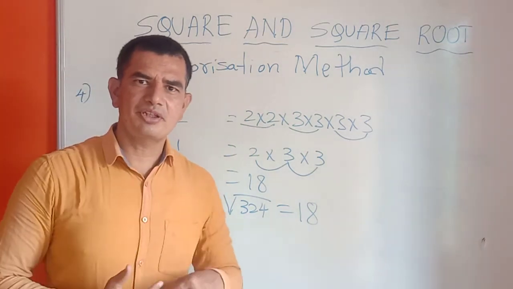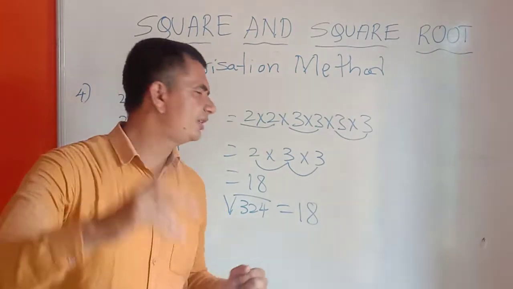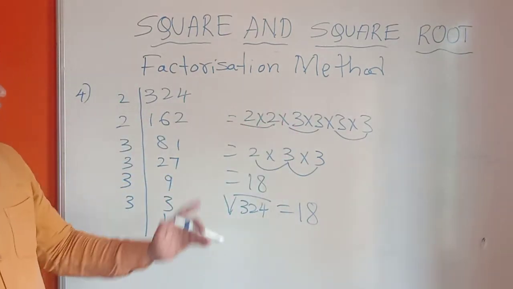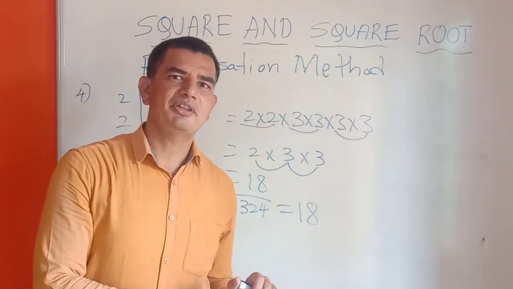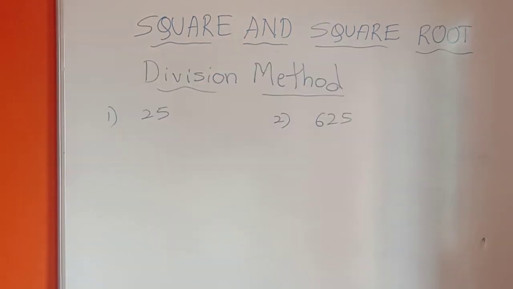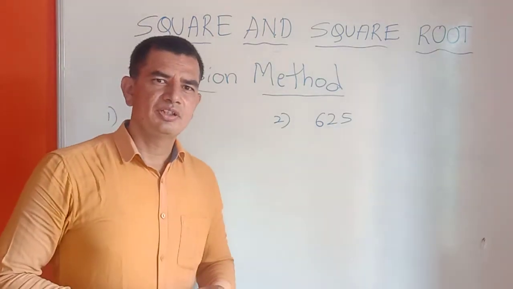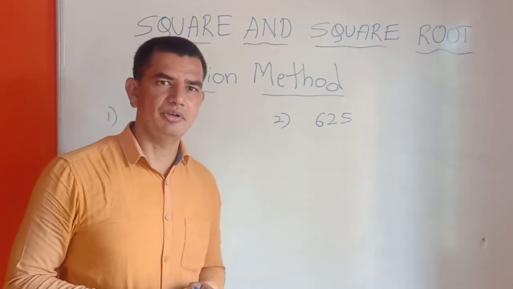Now one more method is there, that is the division method. That is very important because if the number is too big, we can't use this long process. Okay, students, at that time we can use the division method. Now I am going to explain the division method. So students, let's see the division method. This is very important. With the help of the division method, you can find the square root of any number.